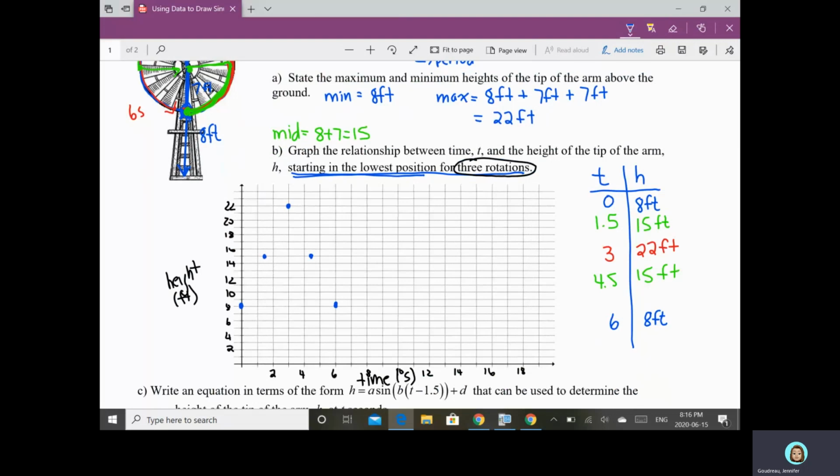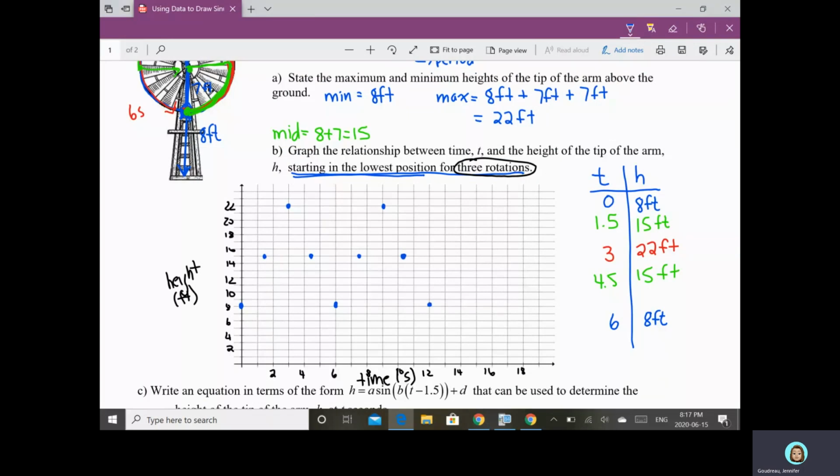Now you might be saying, well, how do I keep on going? Because my table of values only goes up to 6. Well, just keep following the pattern. We're always moving over 1.5 seconds, and then we just follow the pattern of these numbers. So we would go to 7.5 seconds and be at 15. And then we would be at 9 seconds. We would be at our maximum. And then at 10.5 at the midline, and at 12 at the minimum.